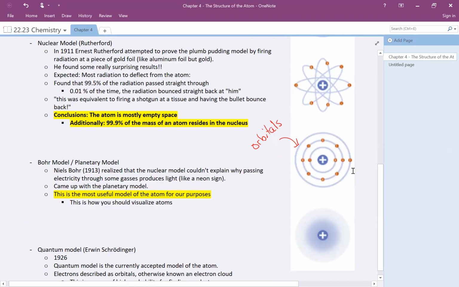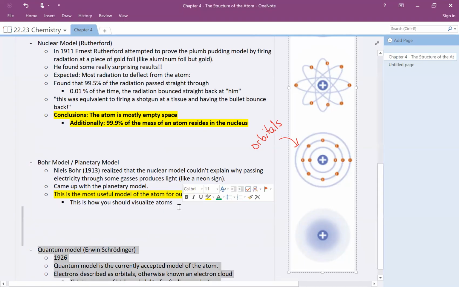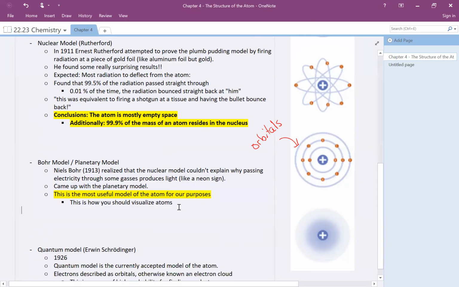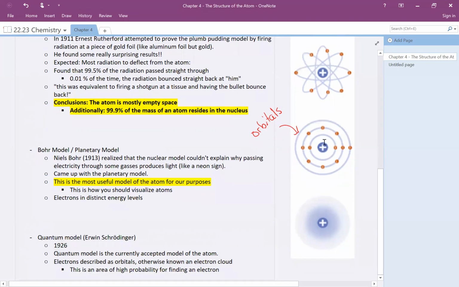Orbitals, and we could say, I'll type this out, but let's write out electrons in distinct energy levels, which is a way to explain why neon lights are able to emit energy. Okay, so that's our Bohr model. We'll draw them, we'll practice them. It's going to be good.